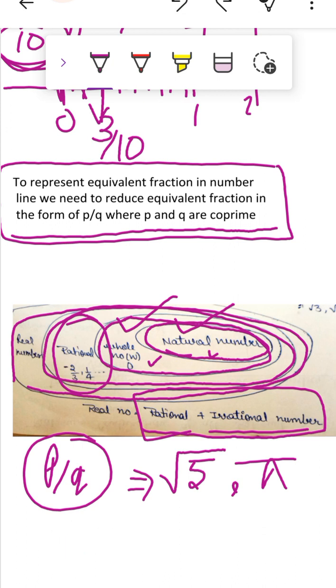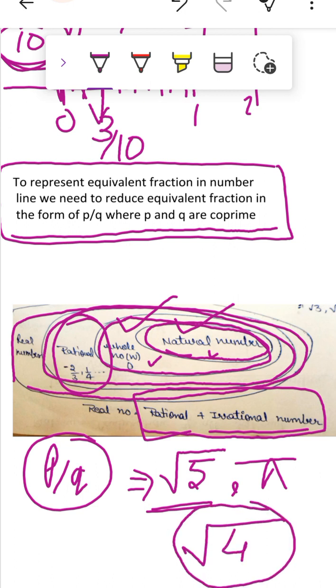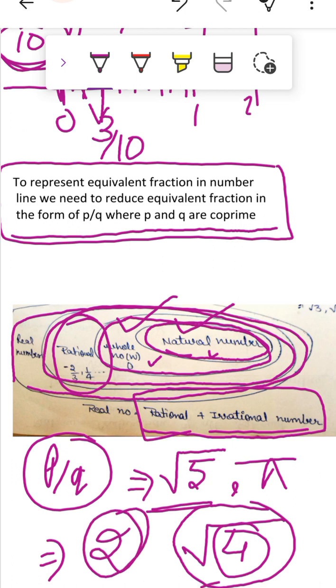Any number that is prime and in the form of a root is an irrational number. I said any number that is prime. So if we talk about root 4, yes, definitely it is in root, but it is not an irrational number. This is a rational number. Why? Because 4 is not a prime number. And the value of root 4 is 2, and 2 is a rational number. So this is not an irrational number. Okay.